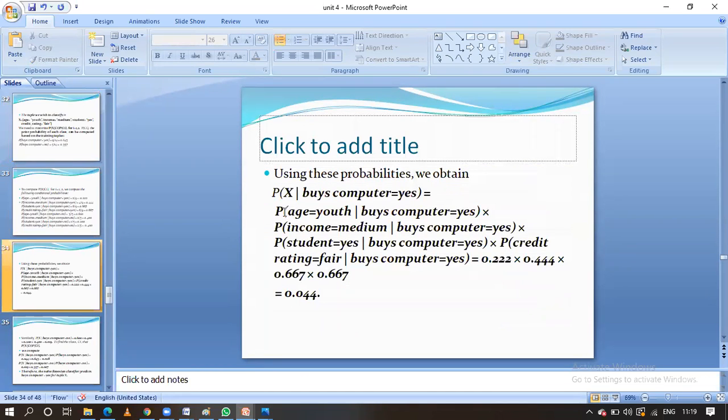That is, probability of age equal to youth given buys a computer equal to yes, probability of income equal to medium given buys a computer equal to yes, student equal to yes and buys a computer. If we multiply all these four, we get 0.44. Our required problem is done, is it not?